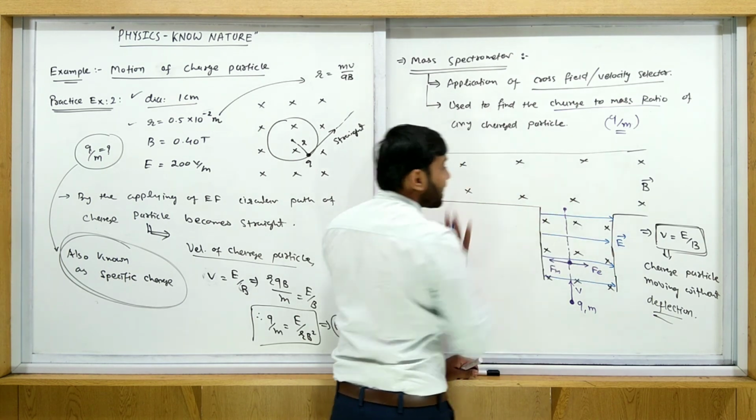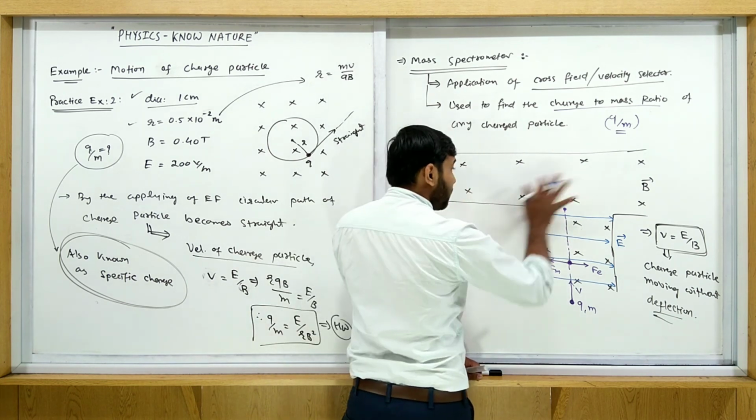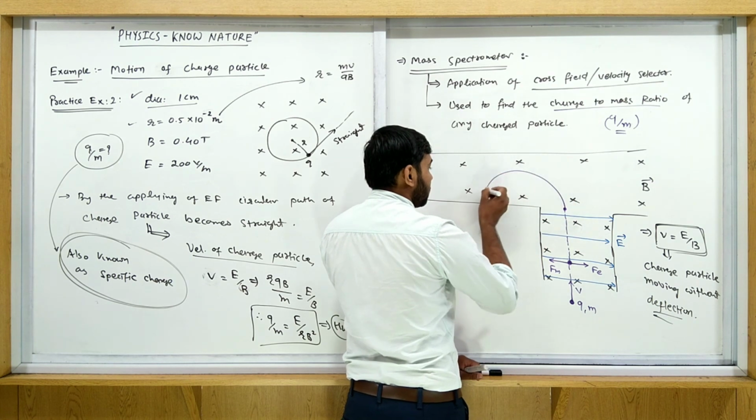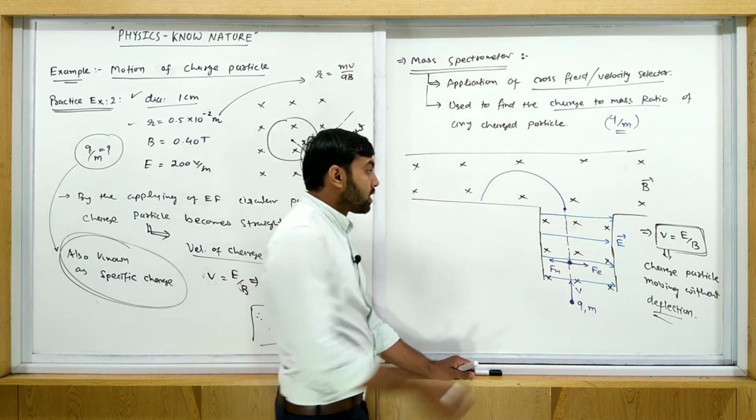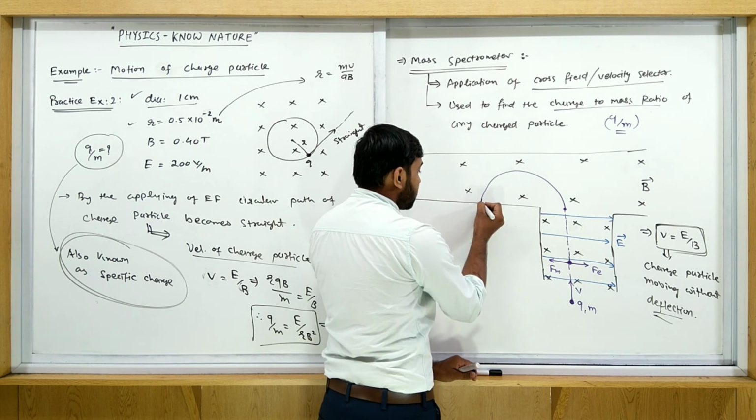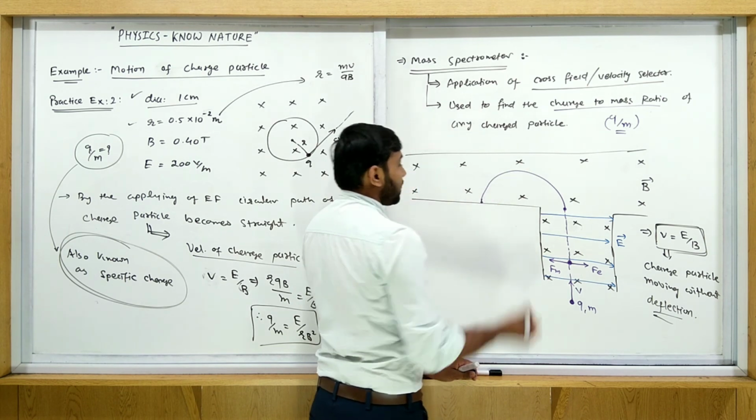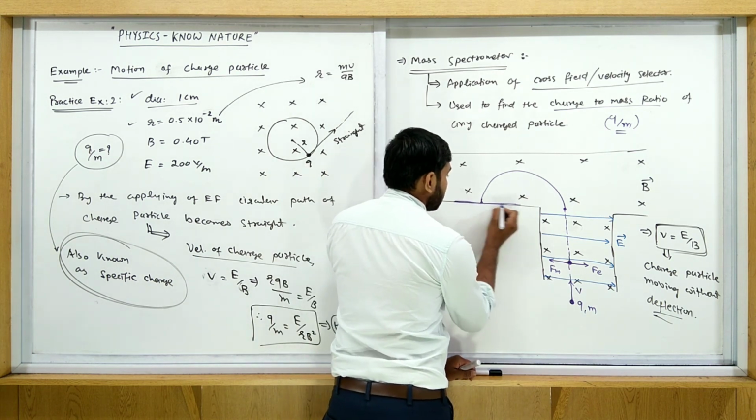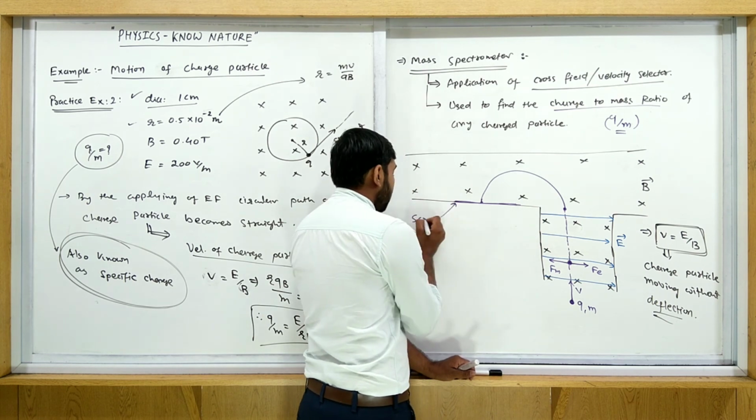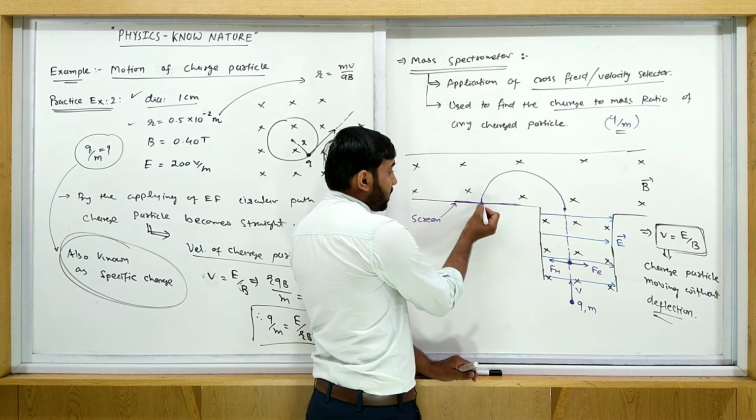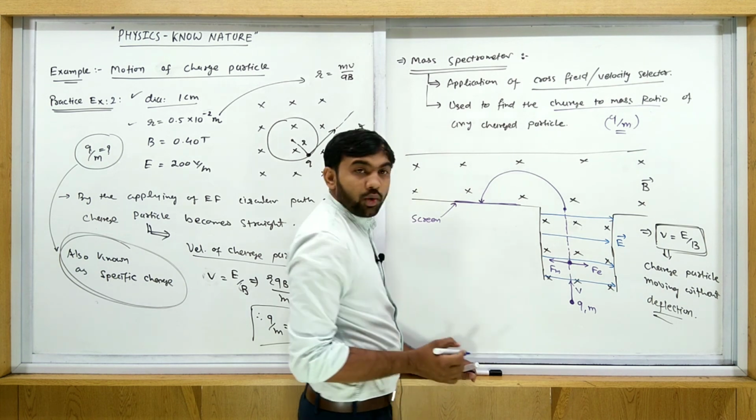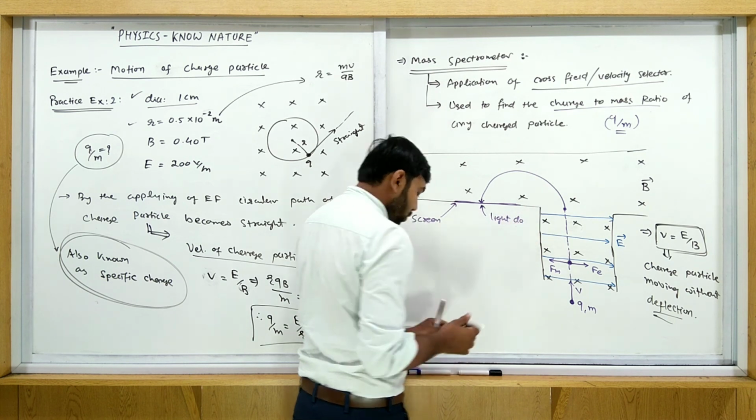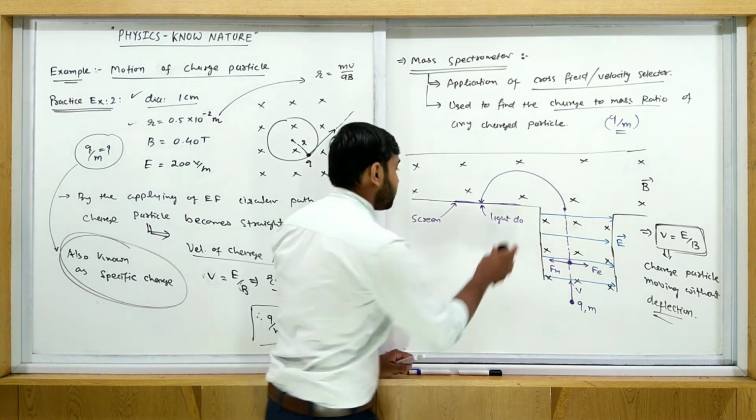Now here only magnetic field is present. So if here only magnetic field is present, then the charged particle is moving along a circular path like this, and the charged particle just collides at this point, where the screen is placed. When the charged particle collides with the screen at this point, then a light dot is produced due to collision.